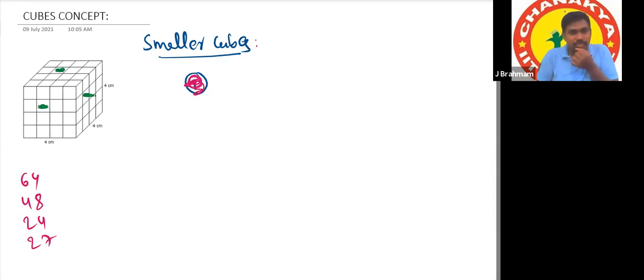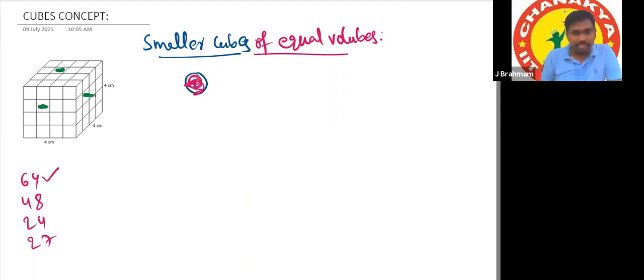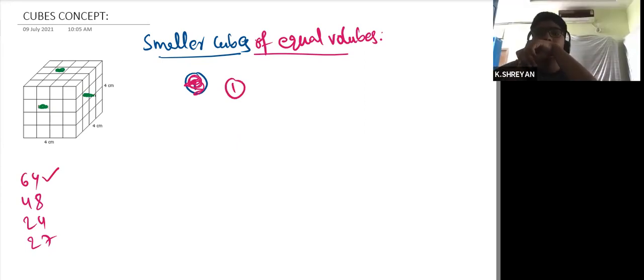How many smaller cubes of equal volumes? Smaller cubes of equal volumes, not different volumes. Okay, sir. So I think 64, sir. Yes, it is very good. 64 is the right answer. Correct.